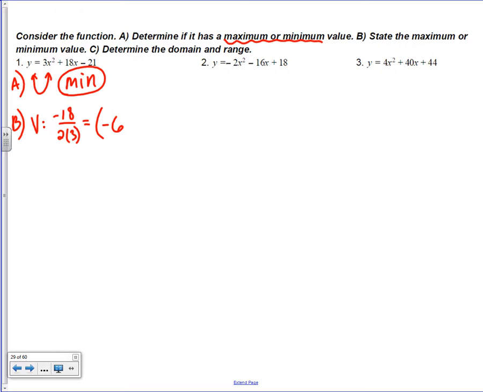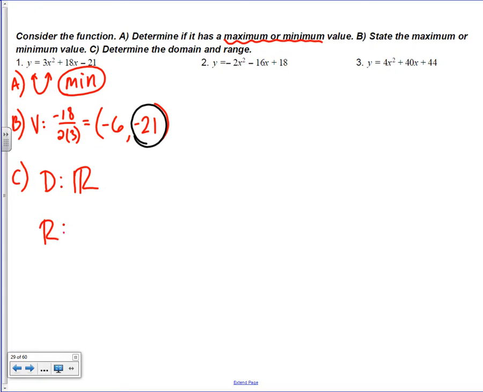Now, to find that maximum or minimum value, you have to plug in that negative 6. Please be sure to put it in parentheses, and you should get negative 21. And that is the value we're looking for this answer. Finally, we need the domain and range. Okay, well, for the domain, that's horizontally. Remember, this U shape should get bigger and bigger and bigger going horizontally, okay? So that will be all real numbers.